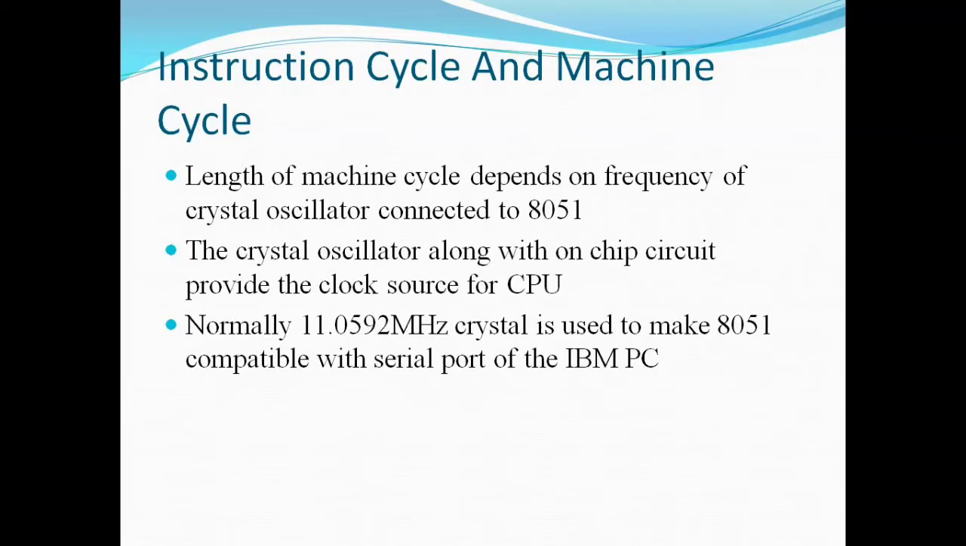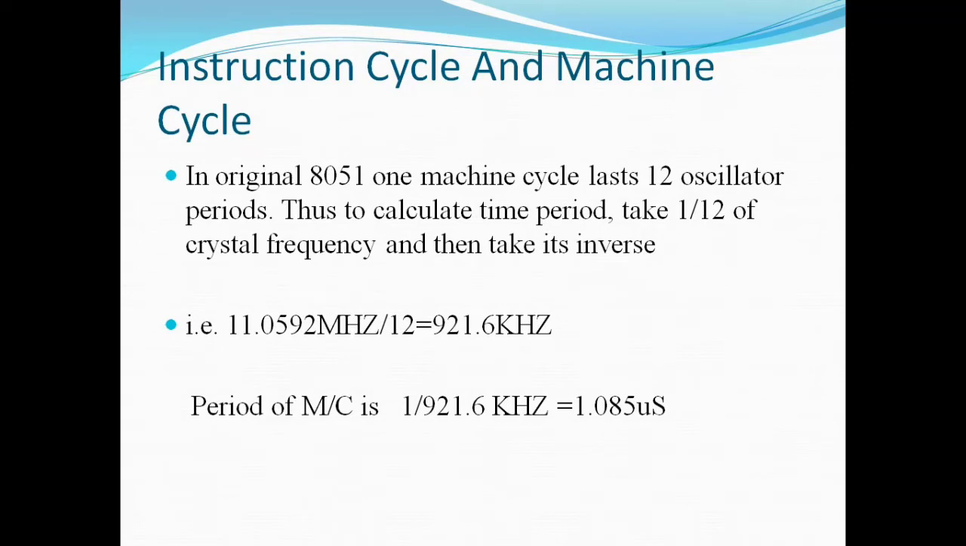The length of each machine cycle depends upon the frequency of the crystal oscillator, which is connected to the terminals X1 and X2 of the 8051 microcontroller. Normally we use a crystal of 11.0592 megahertz because this crystal makes your 8051 compatible with the serial port of the IBM PC. So in this video, I am using a clock frequency equal to 11.0592 megahertz. If we consider the original 8051 version, one machine cycle lasts for 12 oscillator periods.